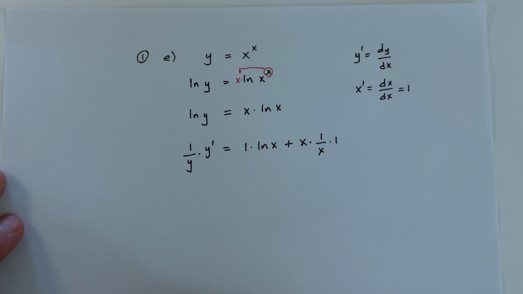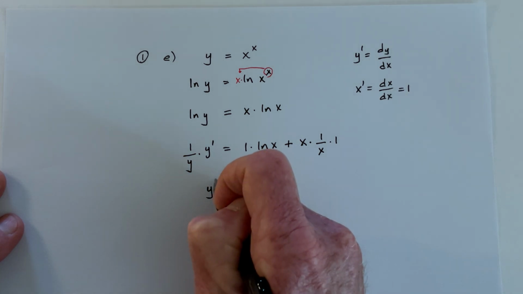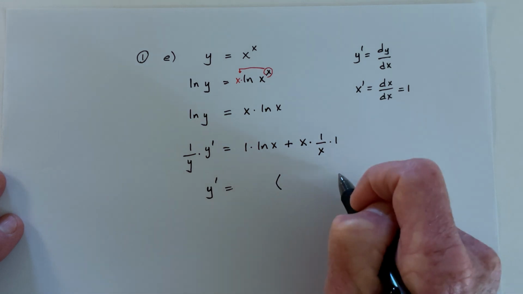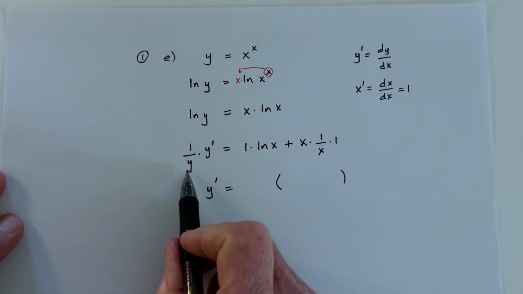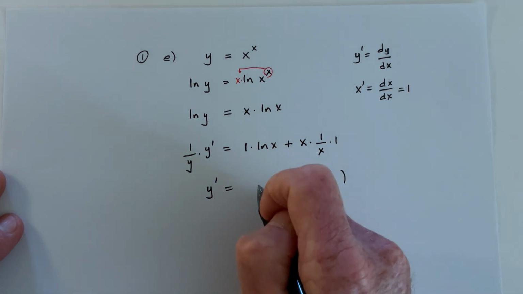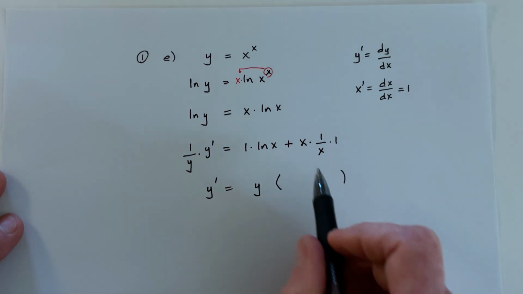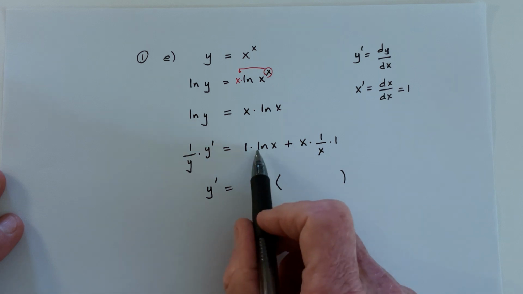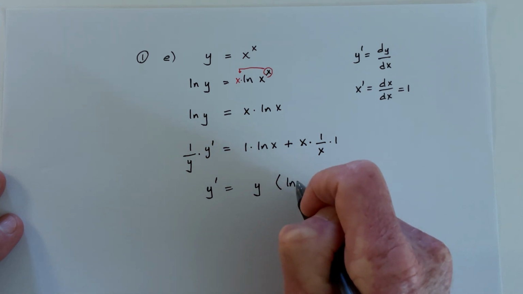Now all I need to do is simplify and solve for y prime. So for that, I'm going to multiply this y onto this side. And then I can simplify this a little bit because these x's will cancel, and this is just the natural log of x.